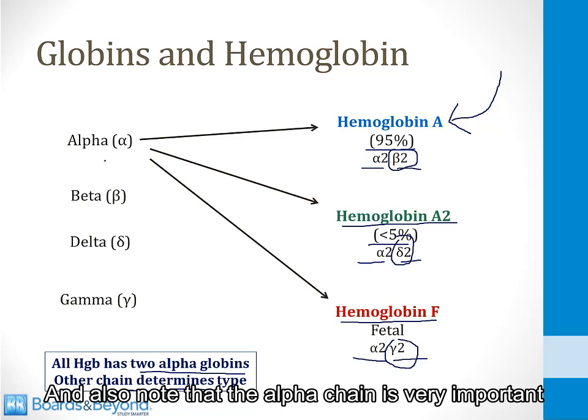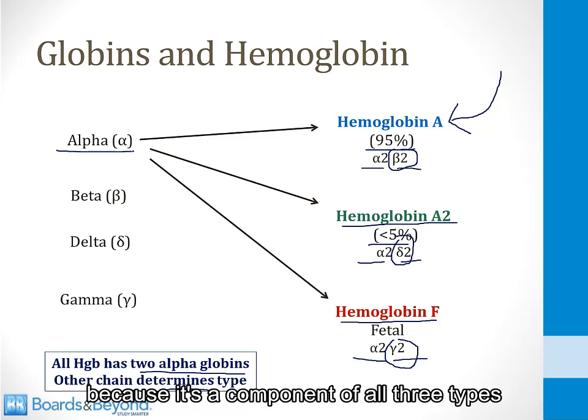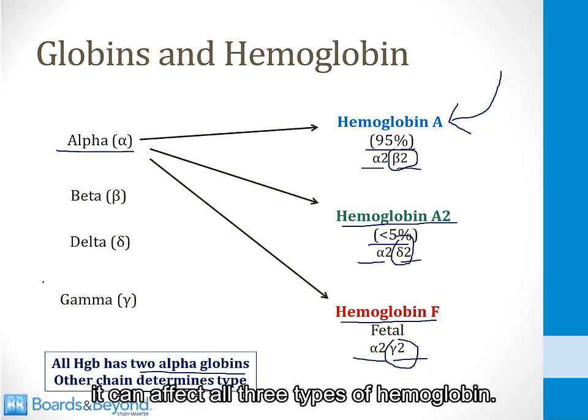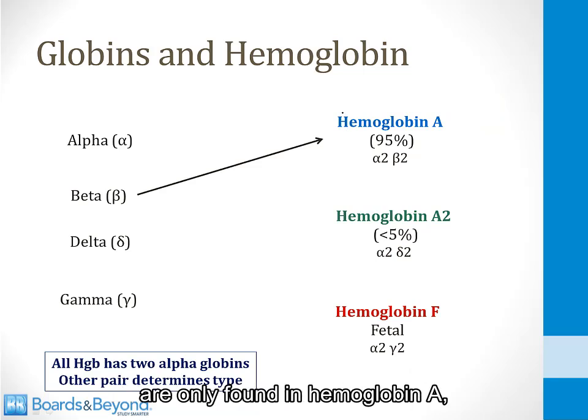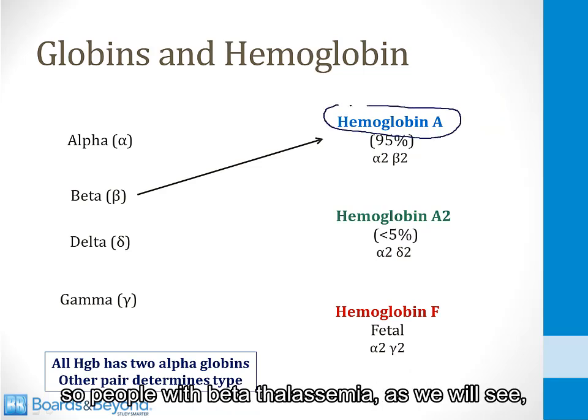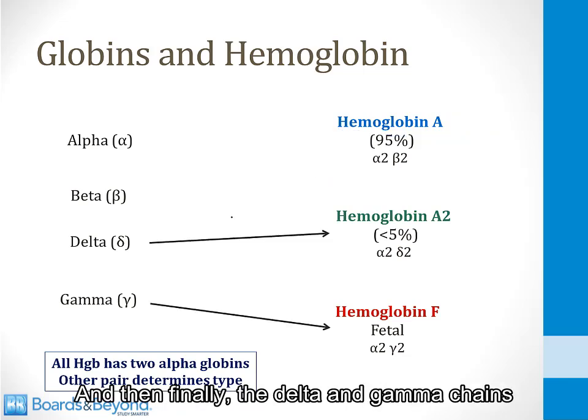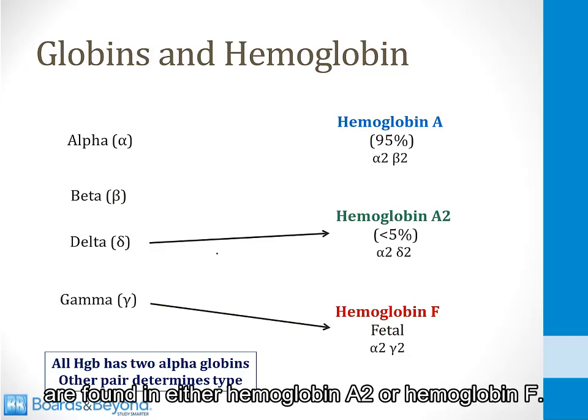And also note that the alpha chain is very important because it's a component of all 3 types of normally occurring hemoglobin. So if you have an alpha thalassemia and a problem with the alpha chains, it can affect all 3 types of hemoglobin. Beta globin chains, on the other hand, are only found in hemoglobin A, so people with beta thalassemia, as we will see, have a problem only producing hemoglobin A. And then finally, the delta and gamma chains are found in either hemoglobin A2 or hemoglobin F.